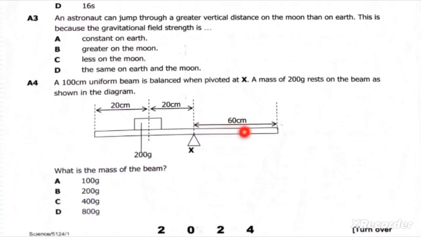So since the mass of the beam is uniform throughout, the center of gravity should be in the middle. The length of this beam is 100 centimeters, so the center of mass should be on 50 centimeters. But according to the pivot given here, the center of gravity has been shifted to 40. Here we have 60, here we have 40. 20 plus 20 is equal to 40.